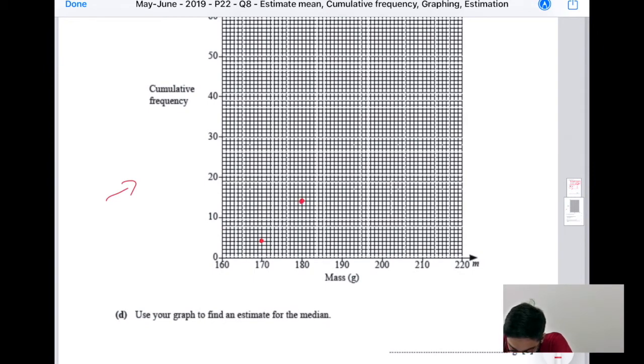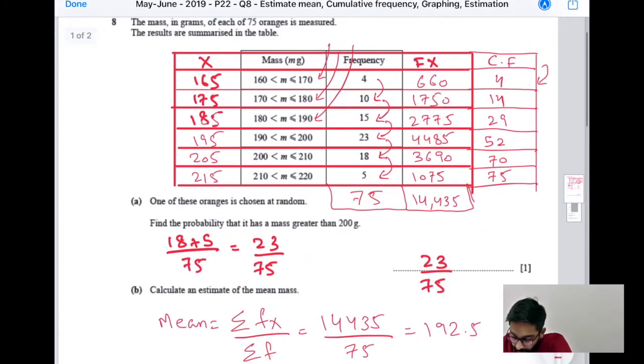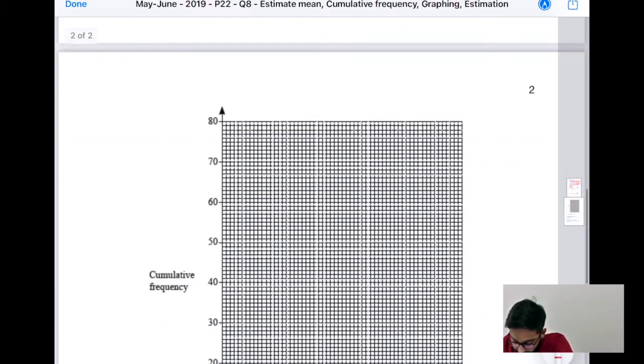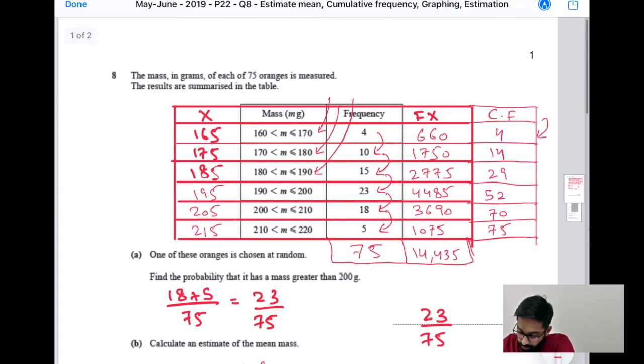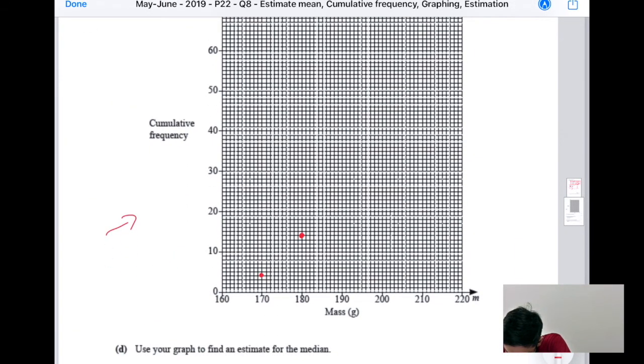Okay, 18 is supposed to be there. Then the next value is 190 and 29. 190 is supposed to be there and 29 is going to be below 30. It is going to be right there.